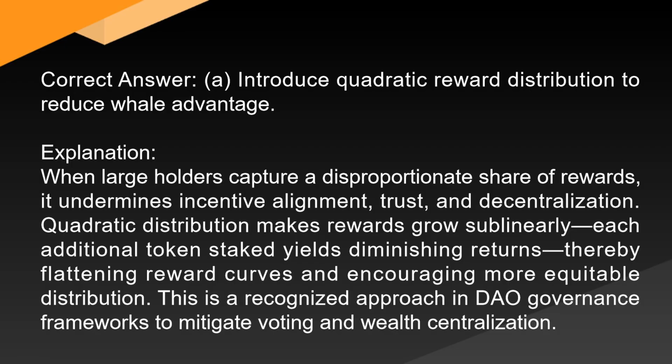Explanation. When large holders capture a disproportionate share of rewards, it undermines incentive alignment, trust, and decentralization. Quadratic distribution makes rewards grow sublinearly. Each additional token staked yields diminishing returns, thereby flattening reward curves and encouraging more equitable distribution. This is a recognized approach in DAO governance frameworks to mitigate voting and wealth centralization.